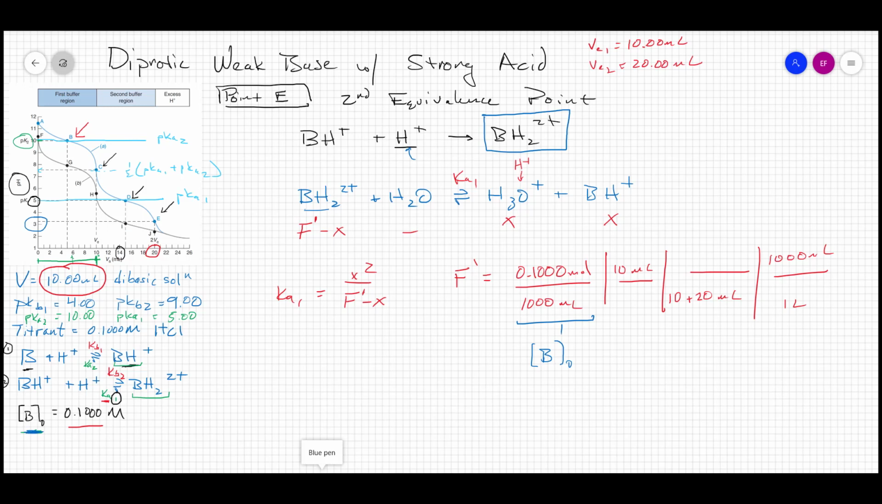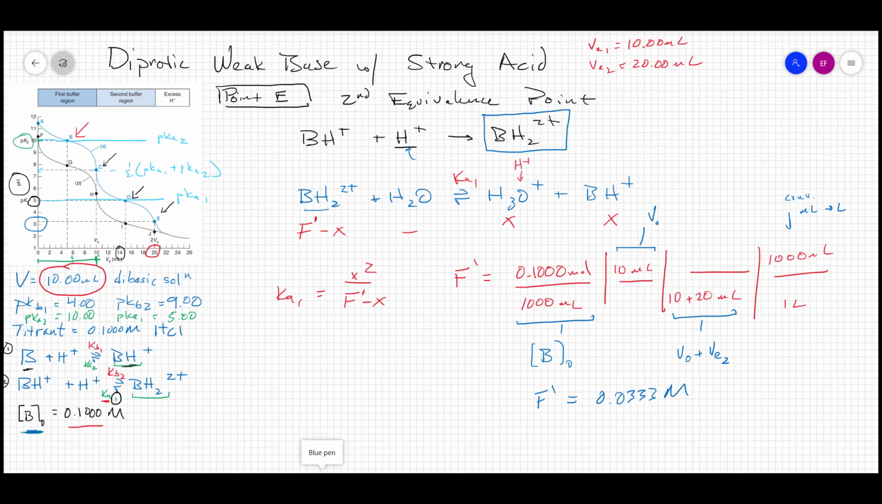I had the original volume. So this would have been V naught of the system. And then this would be V naught plus V E2, so the second equivalence volume that we added. And then this is just obviously a conversion factor from mils to liters so that we have moles per liter. So if I compute this, this gives me a formal adjusted concentration of 0.0333 molar.